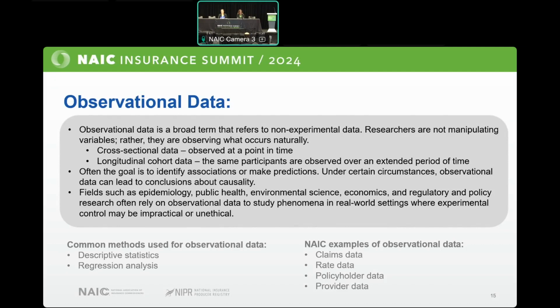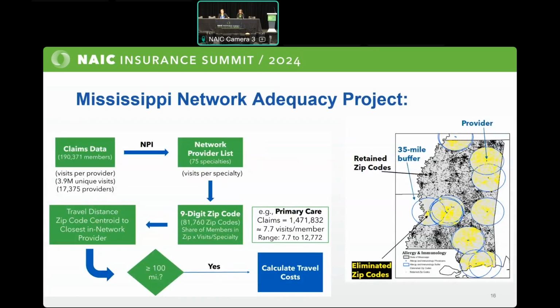And there are a number of methods that are commonly used with observational data. I think a couple of the most common ones are simply descriptive statistics, again looking for those correlations and patterns in the data. And then a lot of times you'll see that different sorts of work we do use regression. There are a number of other methods as well, but those are probably some of the ones you're most familiar with.